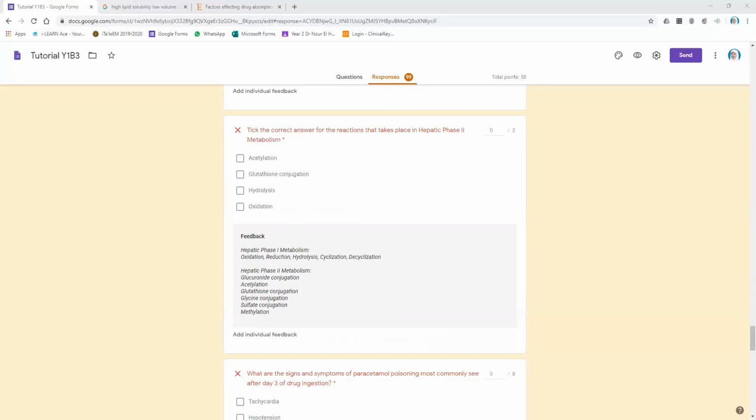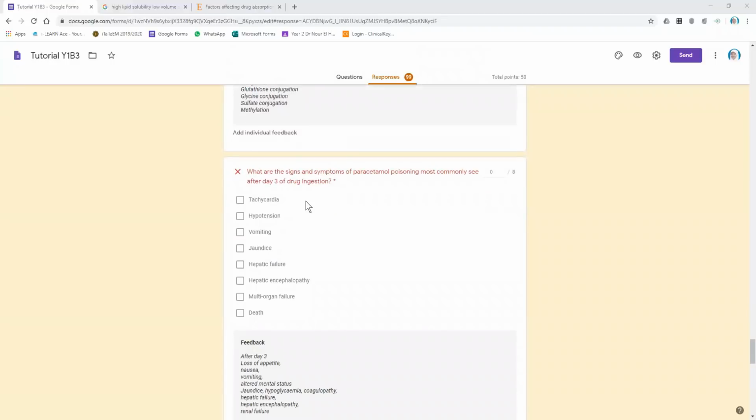Remember the ORH: oxidation, reduction, hydrolysis is phase 1, and phase 2 is the GGG: the glucuronide, the glutathione, the glycine conjugation, sulfate conjugation, acetylation and methylation.